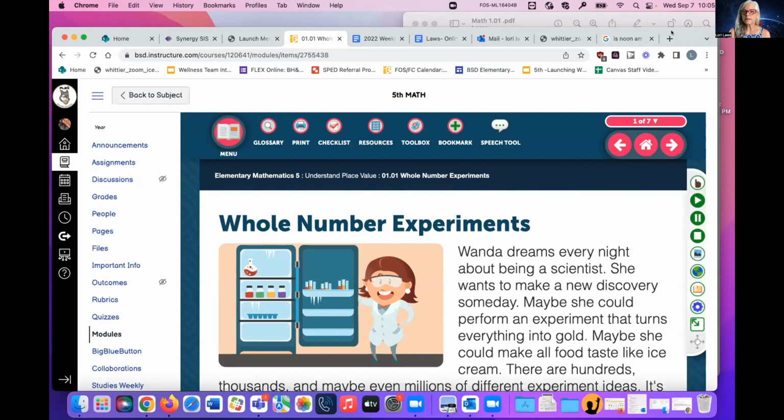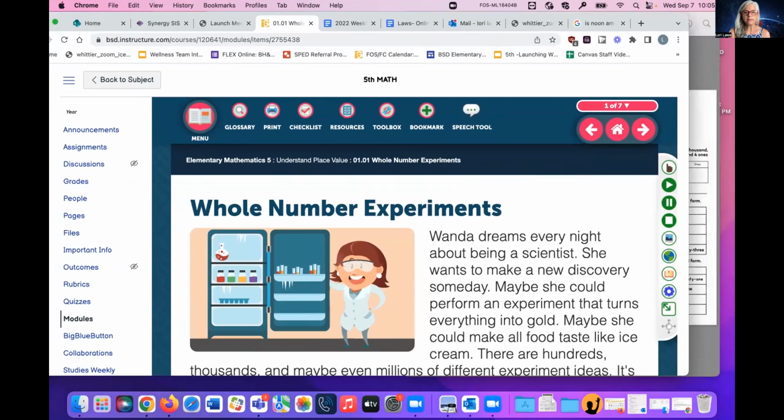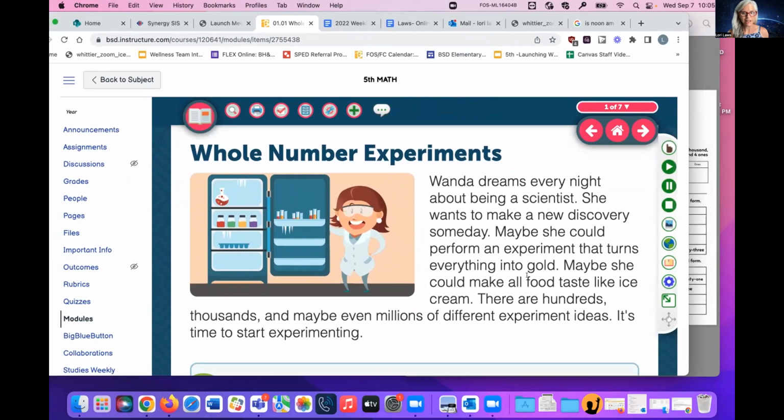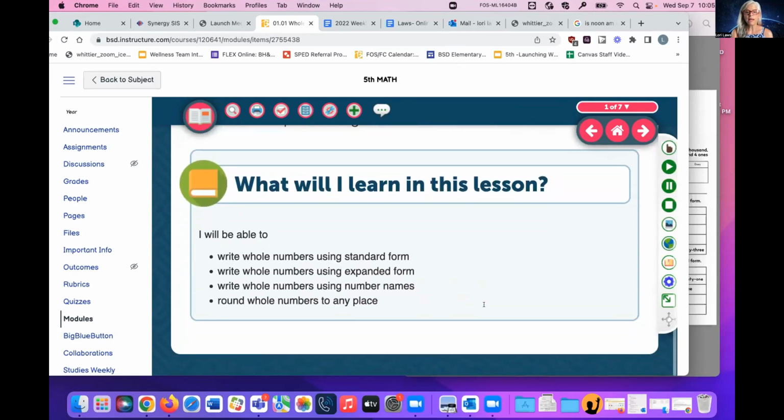So here's the lesson, whole number experiments. It has a little story with it, and all these tools at the top. Wanda dreams every night about being a scientist. She wants to make a new discovery someday. Maybe she could perform an experiment that turns everything into gold. Maybe she could make all food taste like ice cream. There are hundreds, thousands, maybe even millions of different experiment ideas. It's time to start experimenting. What will I learn in this lesson?